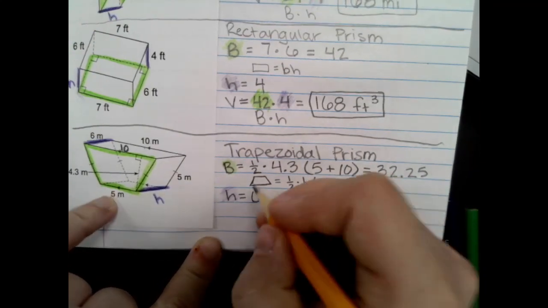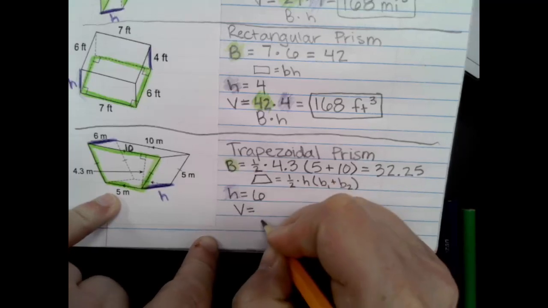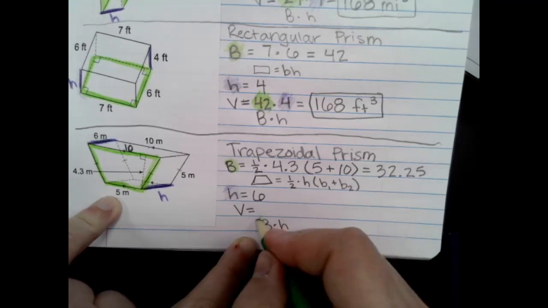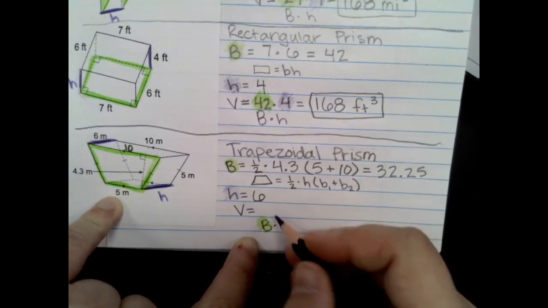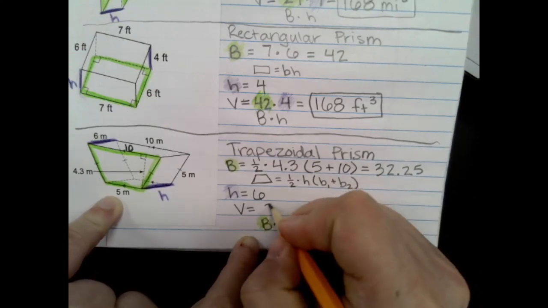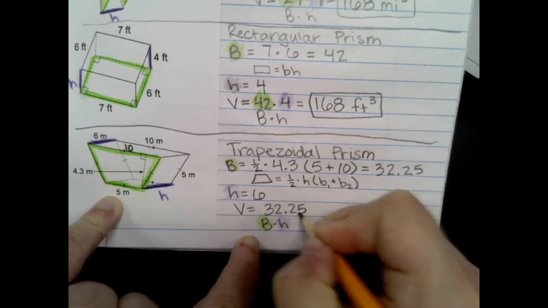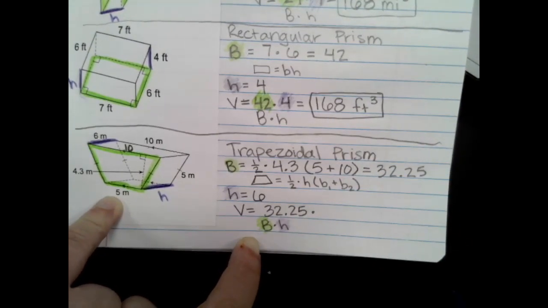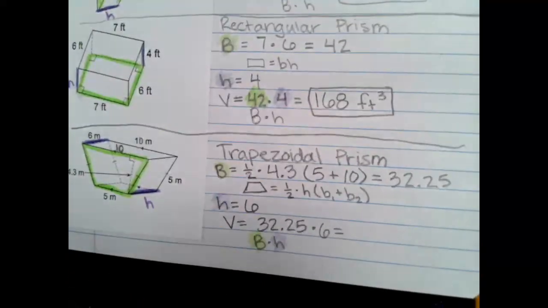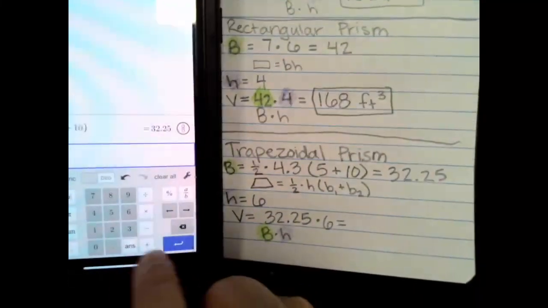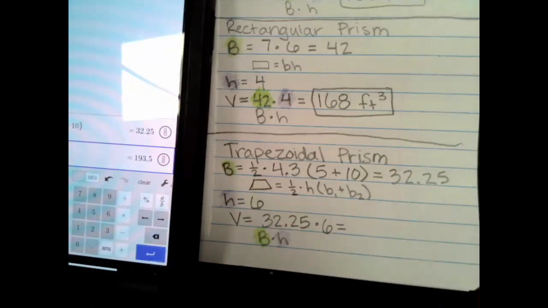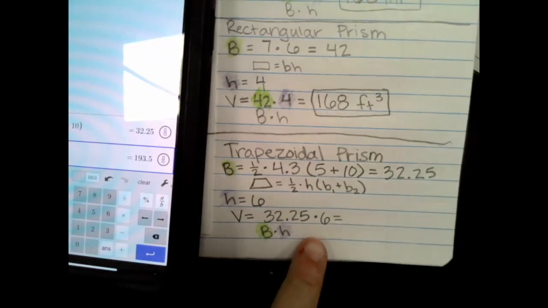All right, so last step, once we have those identified, is to do our capital B times our H, area of the base times the height of the prism. Area of the base is 32.25 times our height, which is 6. And, oh, we don't get 168. How disappointing. Would have been so cool. We get 193.5.